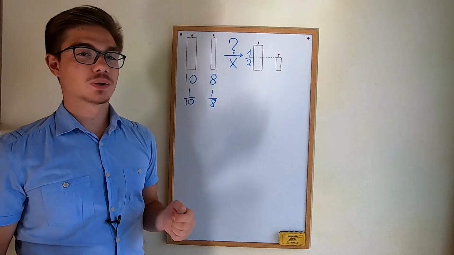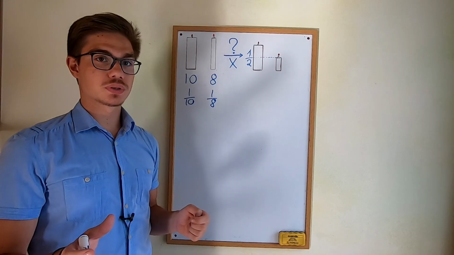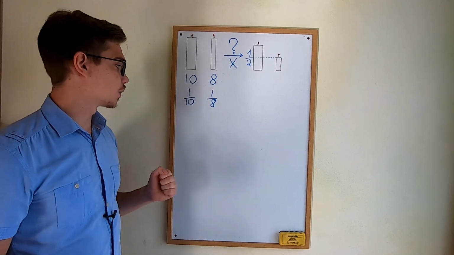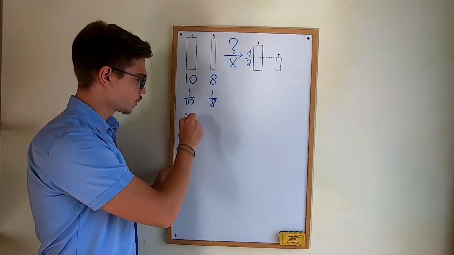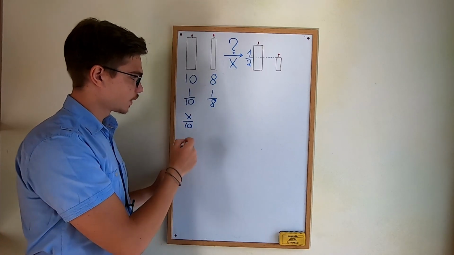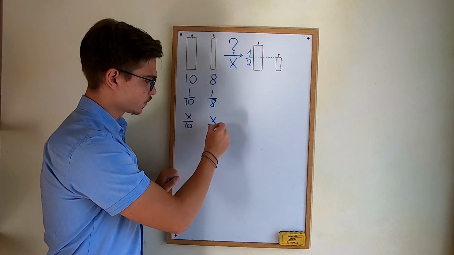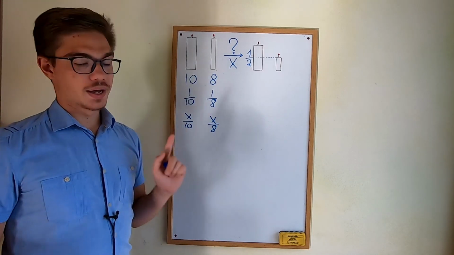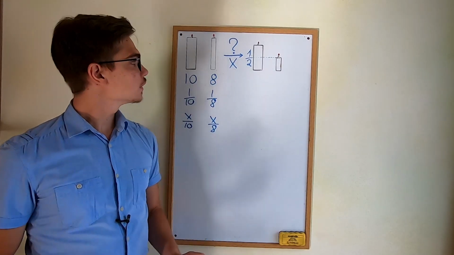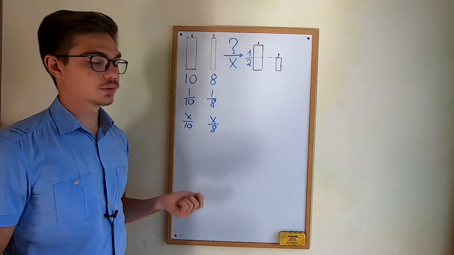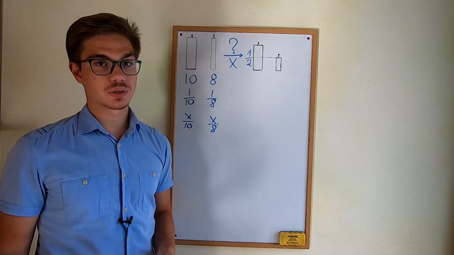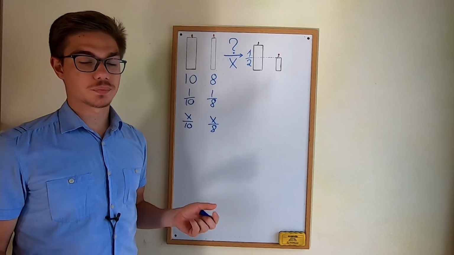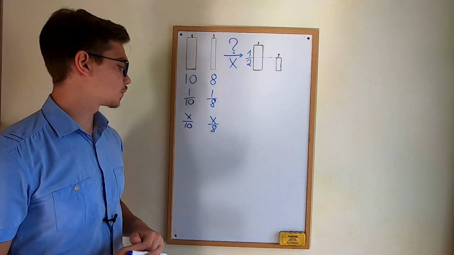Okay. Now we want to find how much the candle burns in x hours. We just multiply this number by the amount of hours. So we get x over 10. Over here the same, x over 8. And the last thing we want to find is not how much of the candle is burned already, but how much of the candle is left. We just subtract from the whole candle the amount that burned.